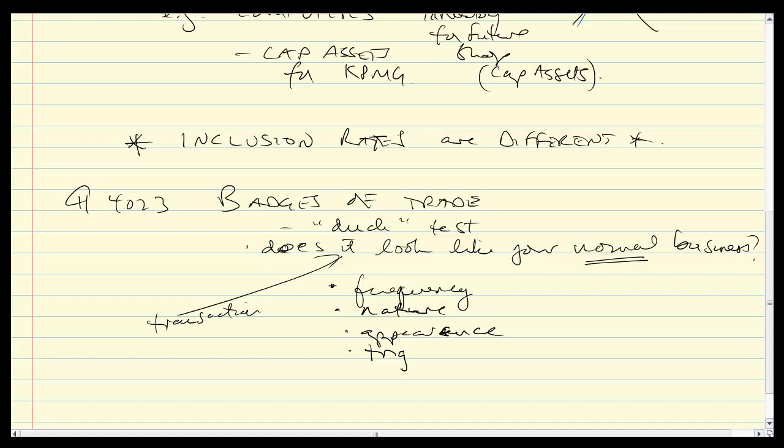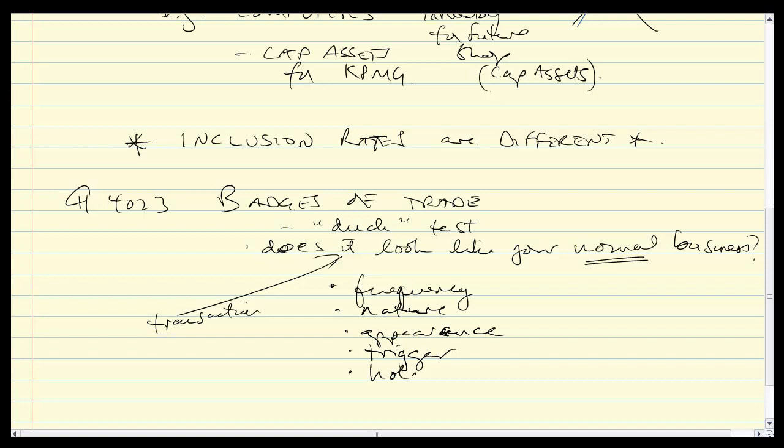The trigger. Why did you make this sale at this particular time? Did you do it because this is what you're in the business of doing? Or did something sort of force your hand? Like you thought you needed more trees, but as it turns out, there's not enough demand for your apples, so you're selling off some trees. What was the trigger for it?